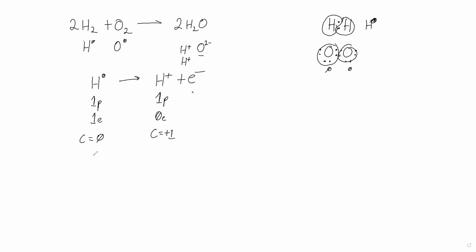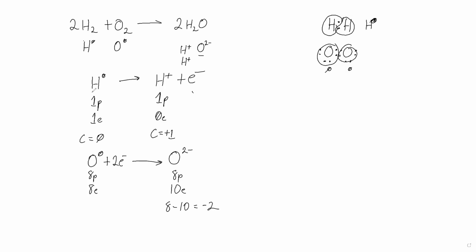And if you look at oxygen, oxygen went from 0, meaning it had 8 protons and 8 electrons, to oxygen 2 minus, right? Well, oxygen 2 minus still has 8 protons, but to be a 2 minus, it has to have 10 electrons, because 8 minus 10 is equal to minus 2, right? So that means over here, oxygen had to gain 2 electrons to get to oxygen 2 minus.